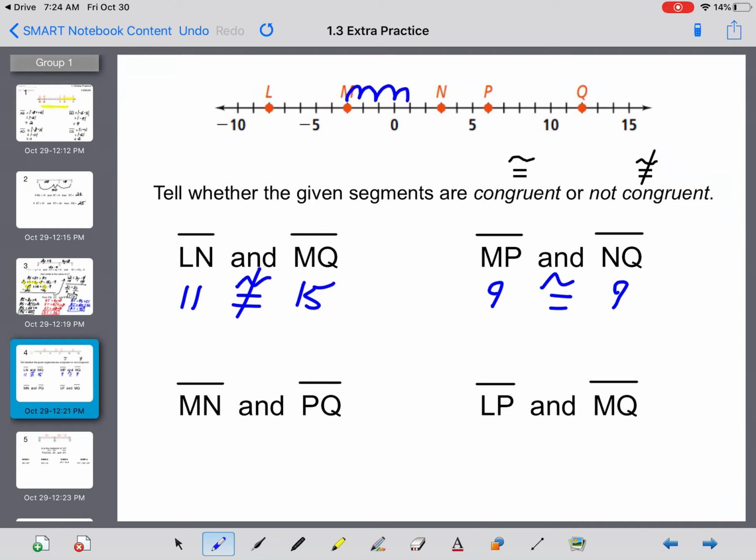MN, 1, 2, 3, 4, 5, 6. And PQ, 1, 2, 3, 4, 5, 6. Those are congruent segments.